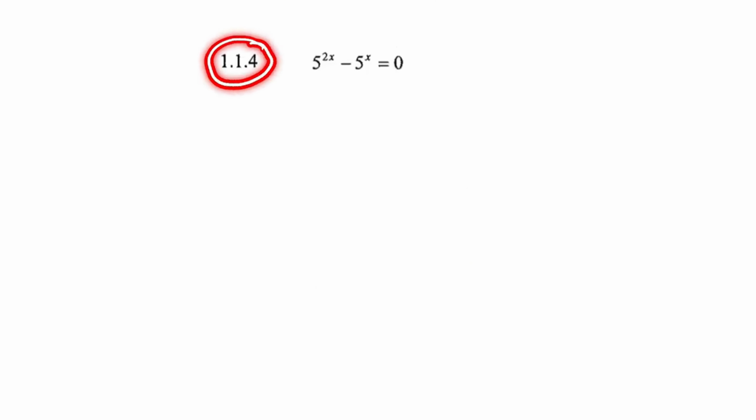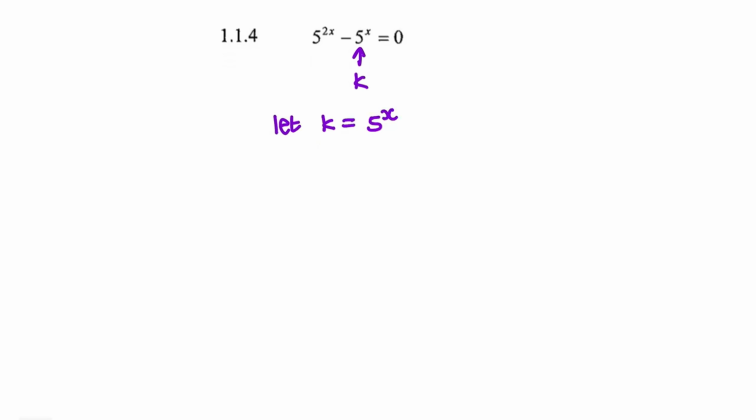Question 1.1.4. Here we have 5 to the power of 2x minus 5 to the power of x is equal to 0, and we want to solve for x. What I recommend you do is replace 5 to the power of x with k. So we can say, let k be equal to 5 to the power of x. And then we can rewrite the equation as k squared minus k is equal to 0. Now I can see there's a common factor of k. So I factorize out the k, and I have k times (k minus 1) in brackets.